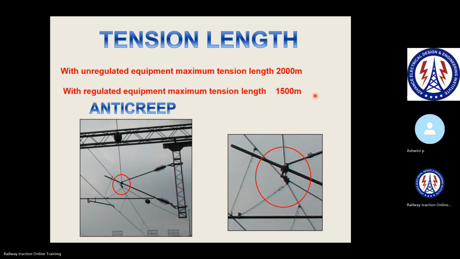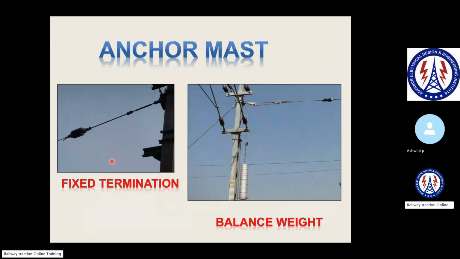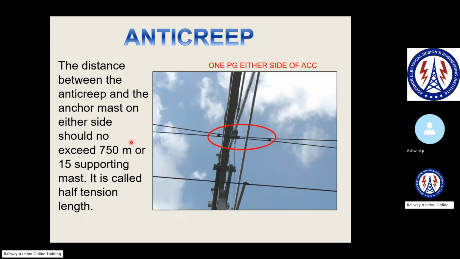750. On a practical basis, we just cannot put this exactly at 750. Some 50 meters plus or minus can happen. Approximately, I'm telling you, at the center of the tension length. The work of this is that we have two balance weight anchors on either side of this tension length.